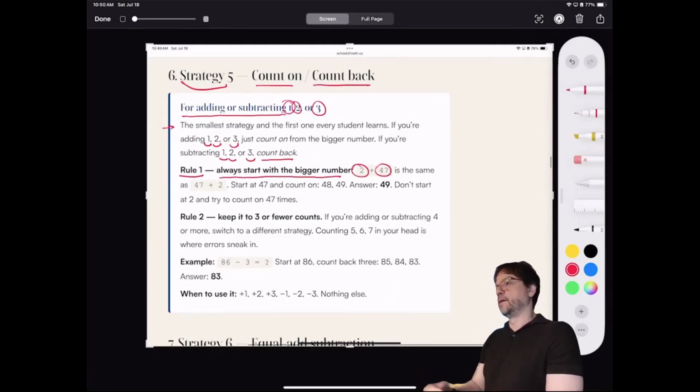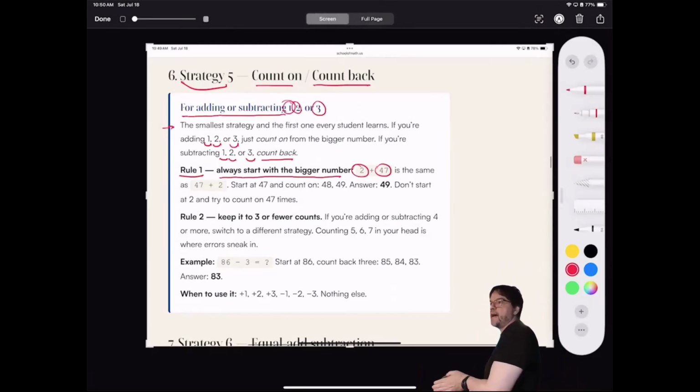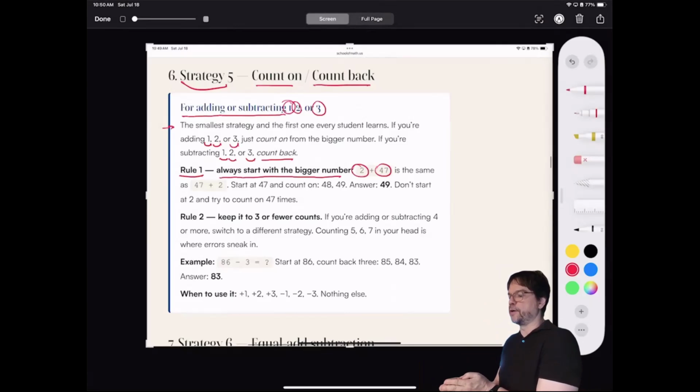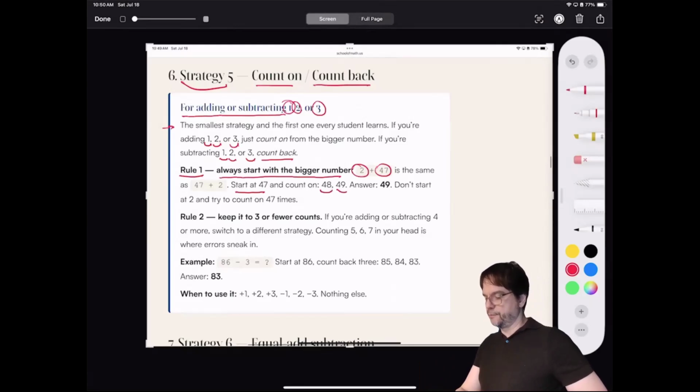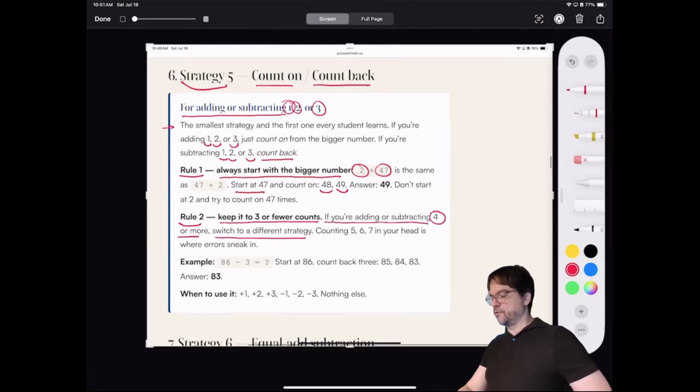2 plus 47. Look, you're not gonna do 2 plus 47. You will do 47 plus 2. Do you agree? How much is 47 plus 2? Exactly. Okay, so start with 47 and count 48, 49. Rule number 2, keep it to 3 or fewer counts. If you are adding or subtracting 4 or more, switch to a different strategy, because counting 5, 6, 7 on your hand is where errors sneak in.